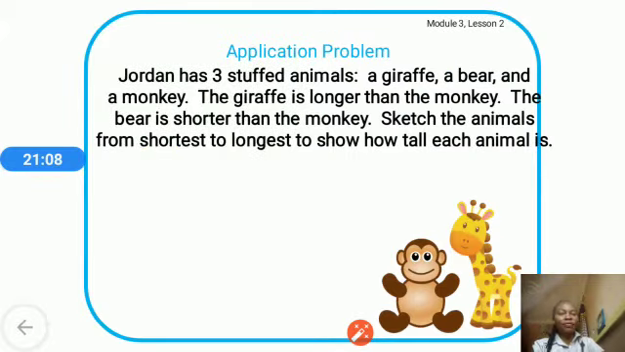Application problem. Jordan has 3 stuffed animals: a giraffe, a bear, and a monkey. The giraffe is longer than the monkey. The bear is shorter than the monkey. Sketch the animals from shortest to longest to show how tall each animal is. Say we should sketch the animals from shortest to longest.